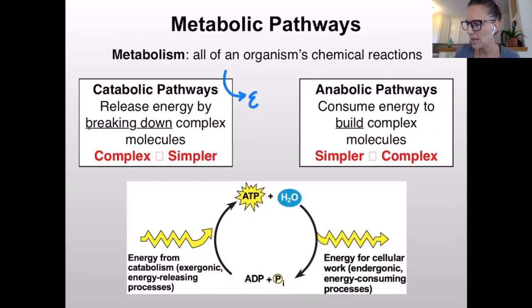This is breaking things down. So when you break things down, going from complex to more simple, you get energy out. A good example of that is our polysaccharide glycogen. Remember, that is a long branched polysaccharide. It is very complex. A catabolic reaction is, for example, breaking that down to give off glucose, and you're also going to release energy.